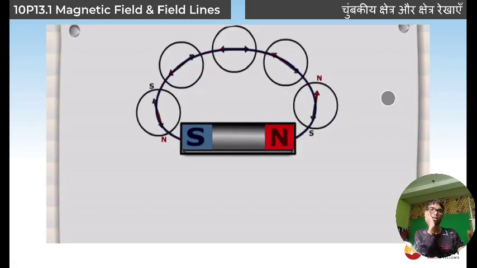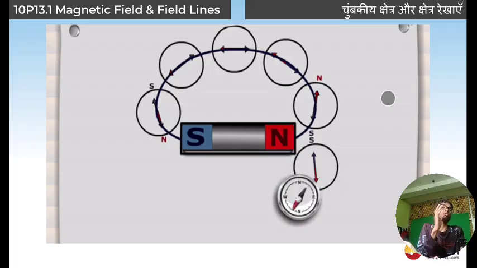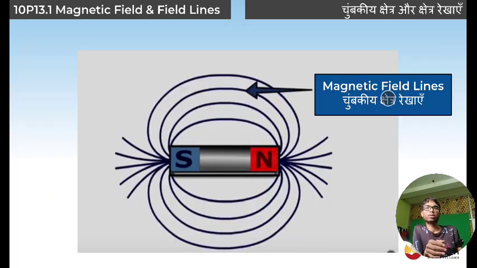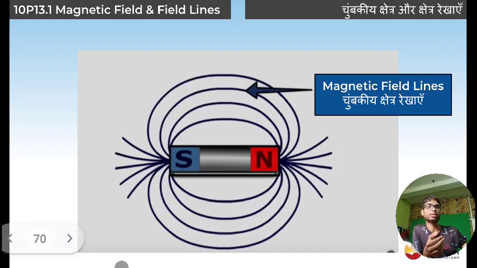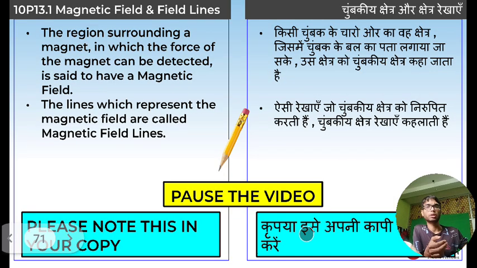This is how a magnetic field works. These are magnetic field lines. The region surrounding a magnet in which the forces of the magnet can be detected is said to have a magnetic field. This is the place where the magnetic field appears. These lines which represent the magnetic field are called magnetic field lines.